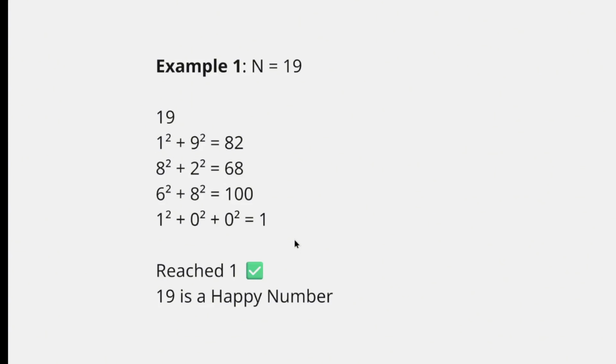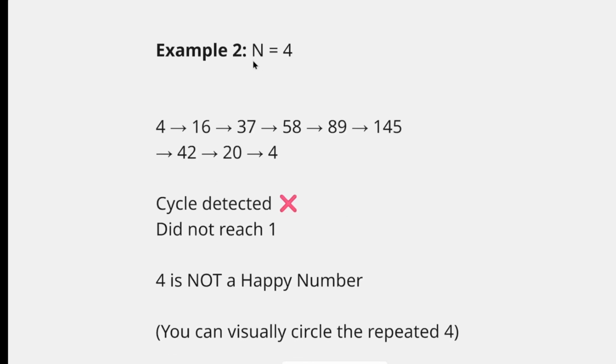Let's see another example. If we take n equal to 4, what will we get? 4 square is 4 into 4, 16. Then 1 square plus 6 square gives 37. Then 3 square plus 7 square gives 58. Then 5 square plus 8 square gives 89. Then 8 square plus 9 square gives 145. And 1 square plus 4 square plus 5 square gives 42.